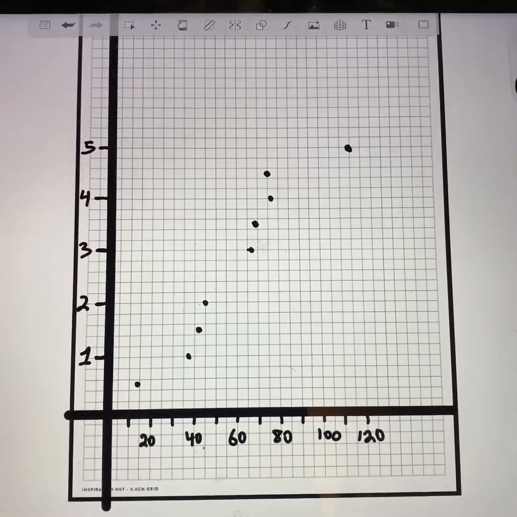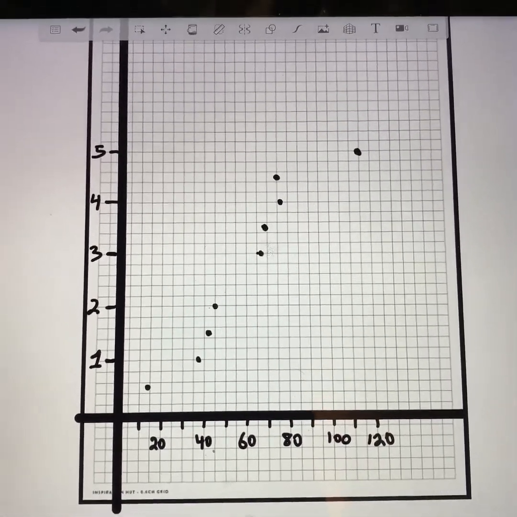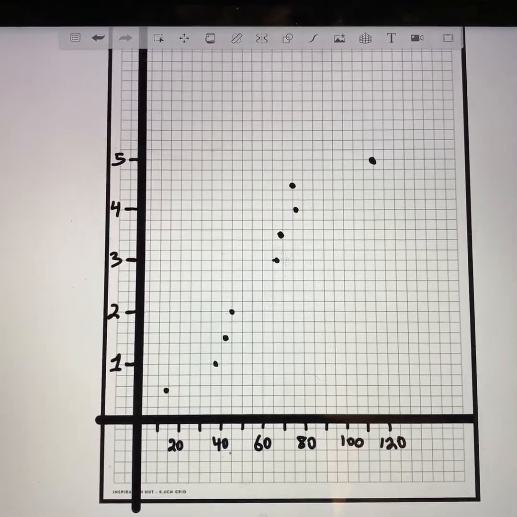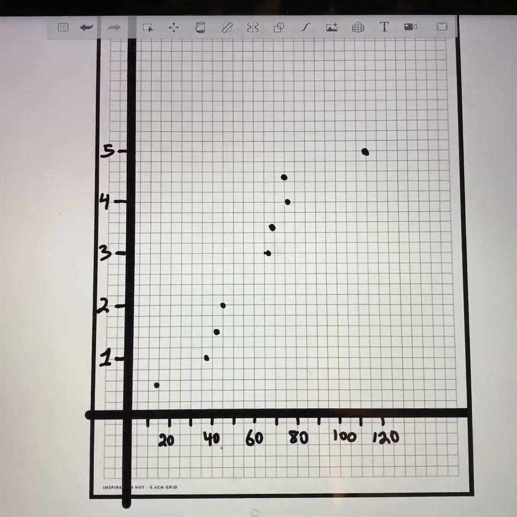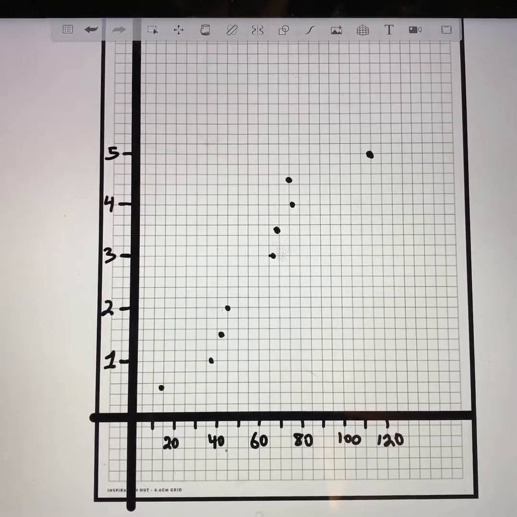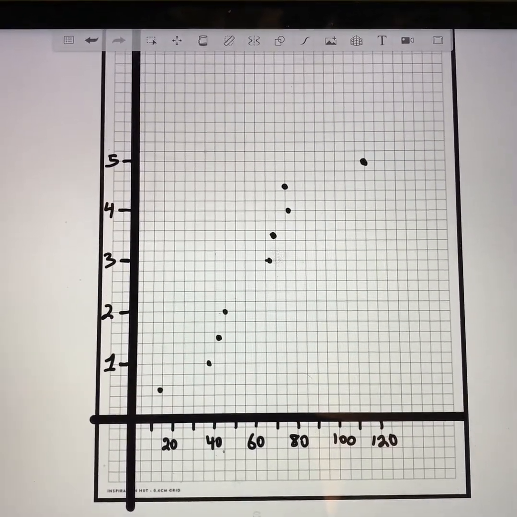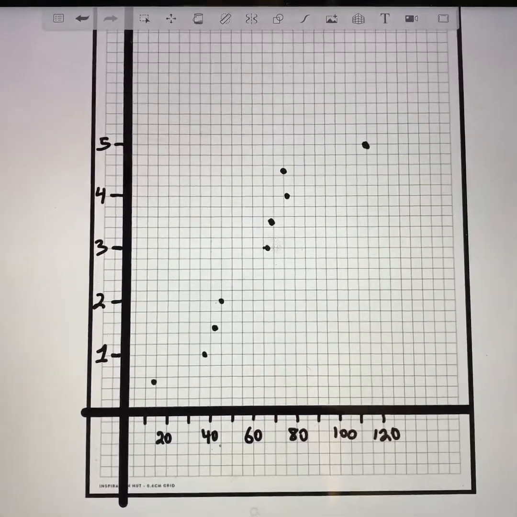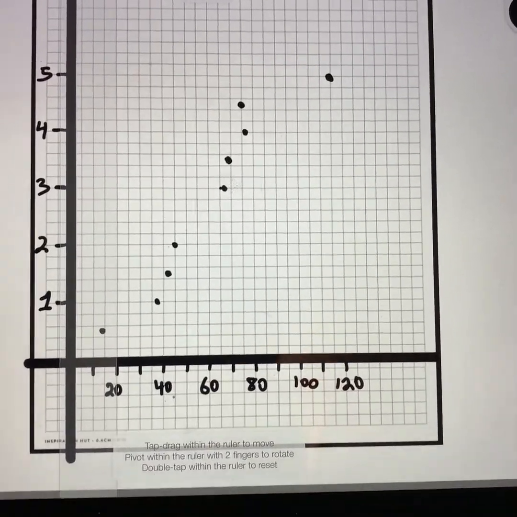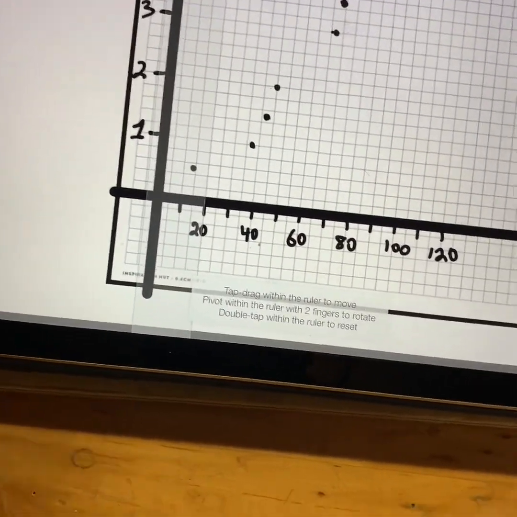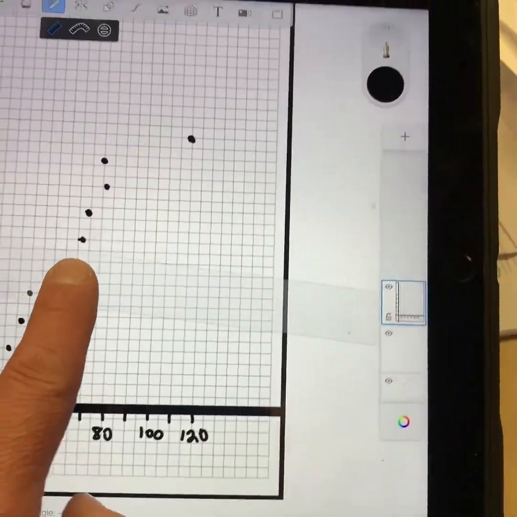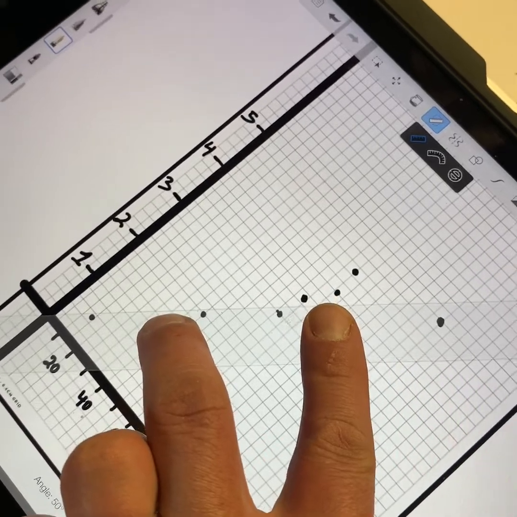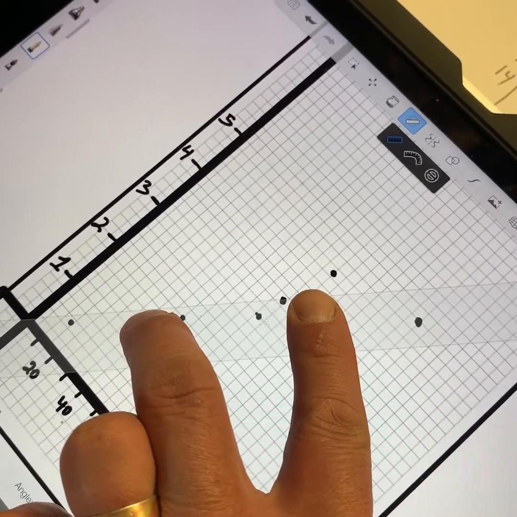With everything graphed, our data set looks like this. And this is a pretty good example of what happens when we apply math to the real world. Data is messy, but we can still use linear functions to make predictions and accurately describe situations within certain parameters. So I'm going to select the ruler. It shows up right here. I can adjust it with 2 fingers, and I'm actually going to turn it until it fits my data.